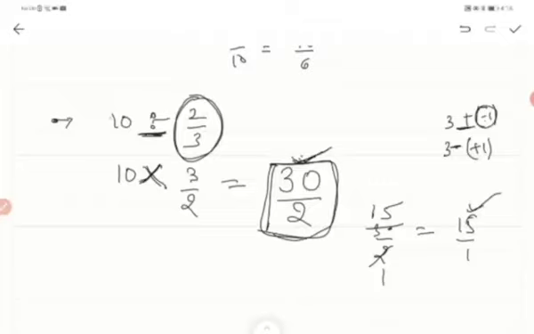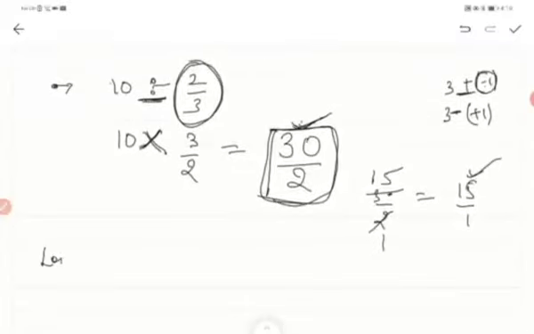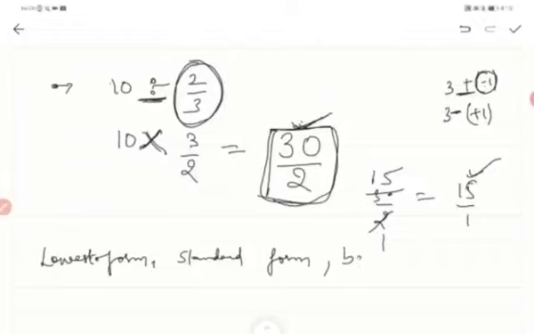So every time, after calculation or after simplification of fractions, you need to keep them in the standard form. Remember this: lowest form or standard form. They are all the same. Basic form, all these three are the same. So normally you should keep them in lowest form, standard form or basic form. I hope you understood this.